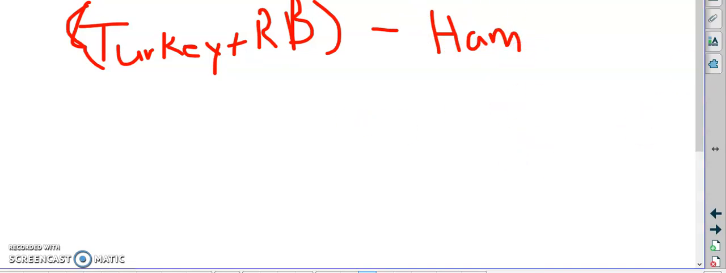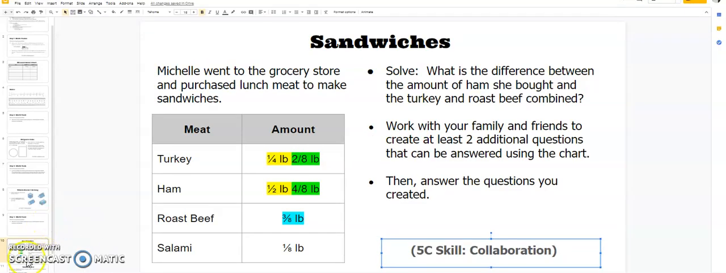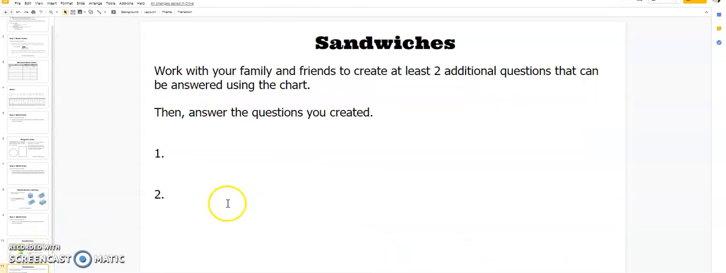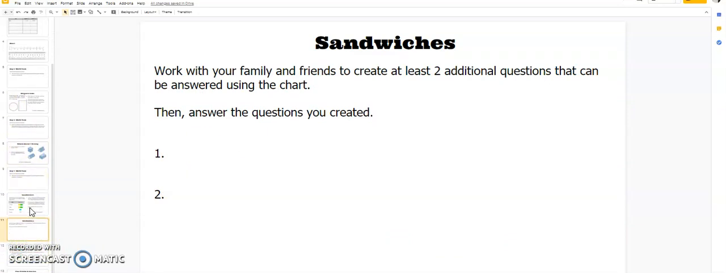Then 2 more questions on your own. Make sure you write those 2 questions down on the next slide and answer the questions and show me the math you had to do. All right, so that's all for our day 9 math. I'll see you again for day 10.